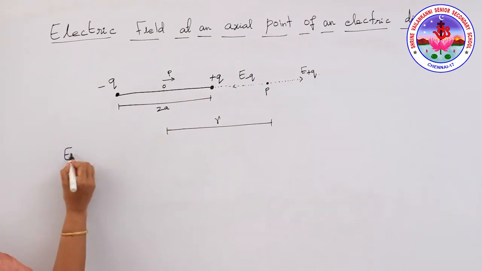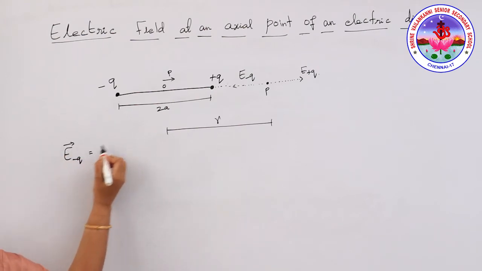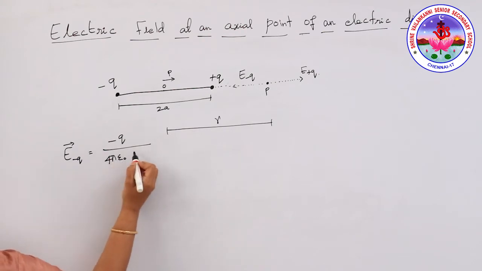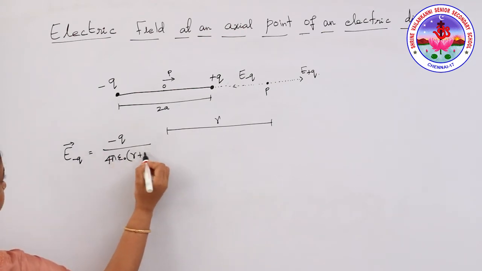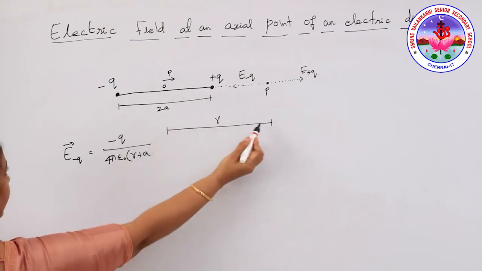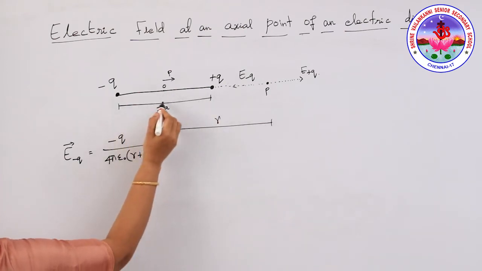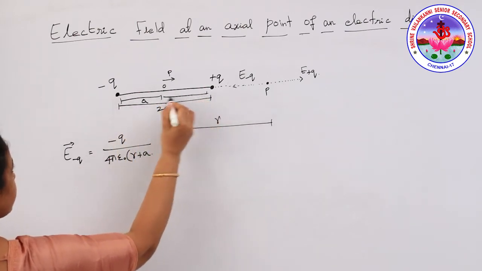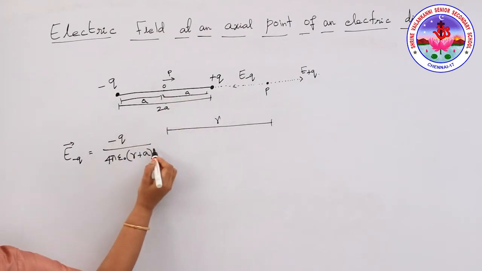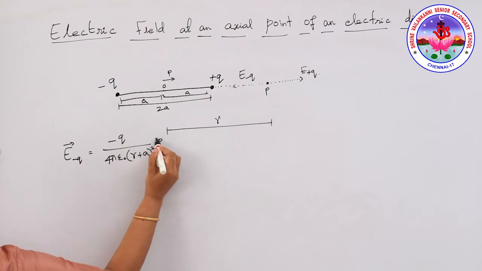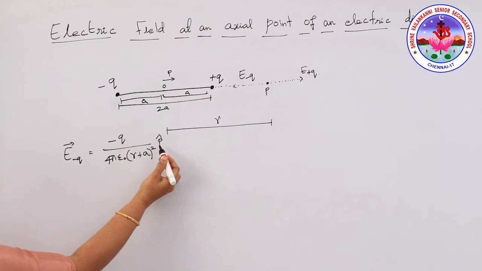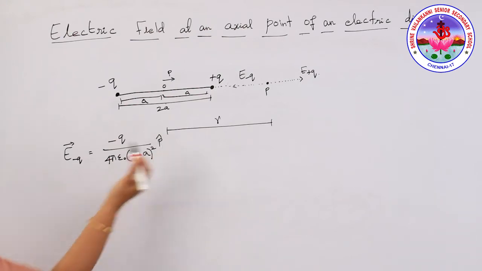So, E minus Q vector is equal to minus Q by 4 pi epsilon naught into R plus A whole square, times P cap. Here the full distance is R from the origin, and this part is A, so you have to take R plus A. This P cap is the unit vector along the dipole axis from minus Q to plus Q.